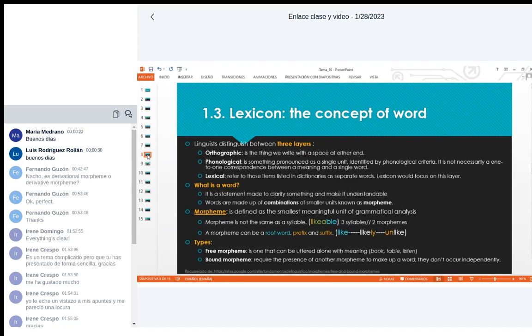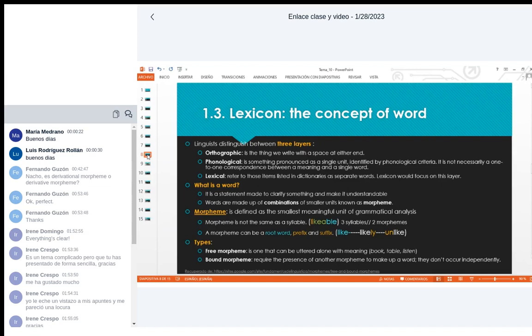Well, regarding this definition of the morpheme, we have two types of morphemes: the free morphemes and the bound morphemes. Now, the free morphemes are the ones that can be uttered alone and have a meaning. In this case, they would be the current words having a meaning, like book, table, or listen. These words cannot be analyzed into a lower level, because there's no way of making them lower. They're roots in themselves. And the bound morphemes do not have a meaning by themselves.